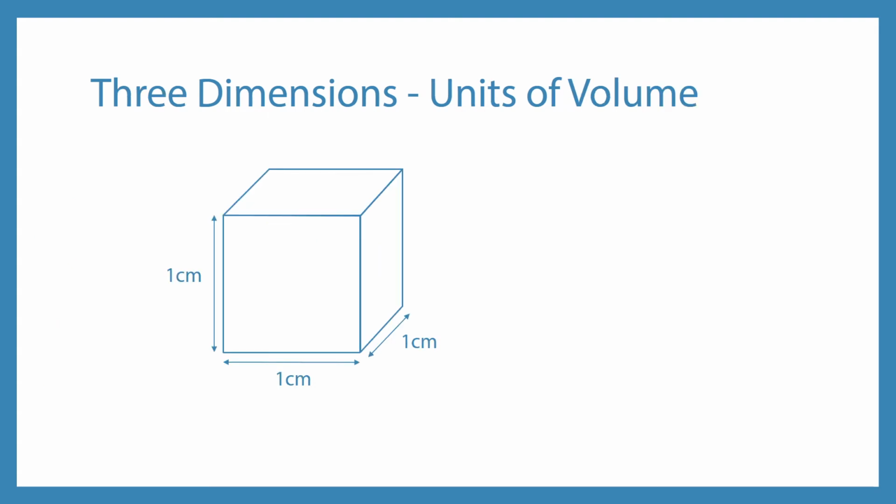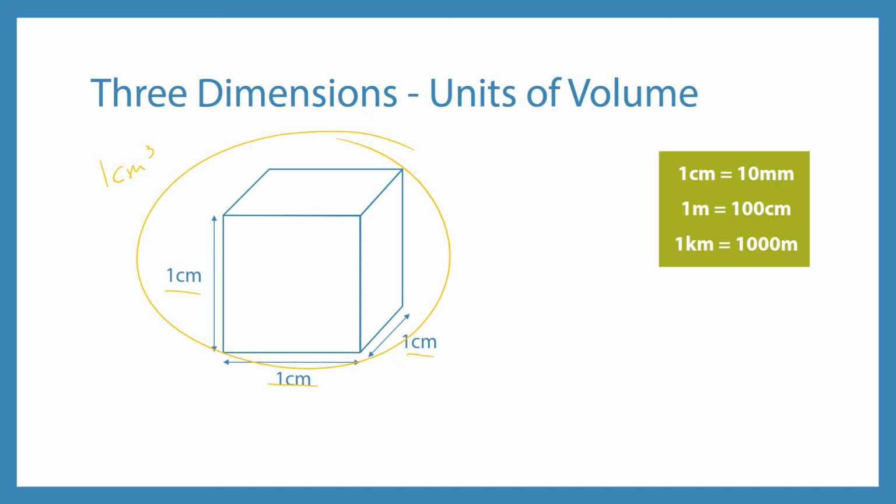Now we're finally going to get to 3 dimensions. Here we have a cubic centimeter. We have a centimeter times a centimeter times a centimeter. So this whole thing here is 1 cubic centimeter. And I'll just put that there so that we can look back at it later.